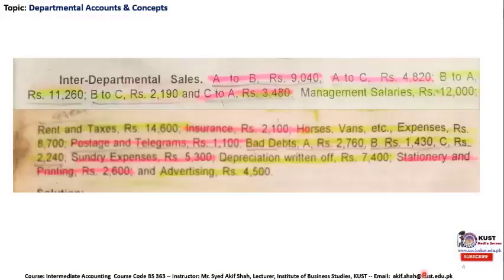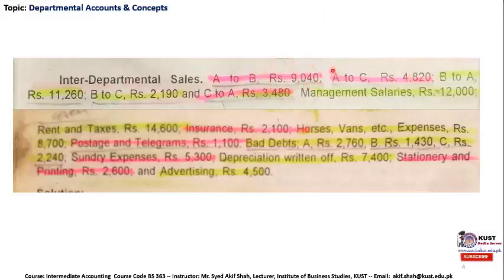The other data consists of the interdepartmental sales, since this problem is related to inventory sold between the departments as well. Within the business, one department is selling and the other department is purchasing the commodity or product, and vice versa. So we have the data that Department A has sold to B inventory worth rupees 9,040.